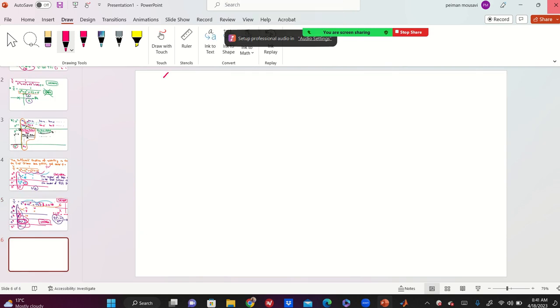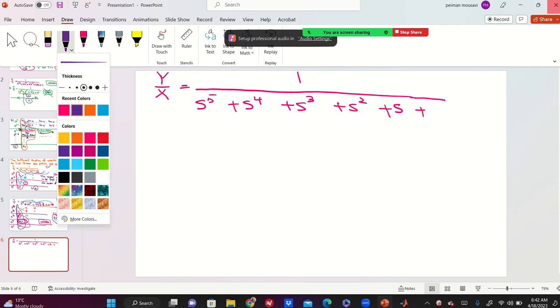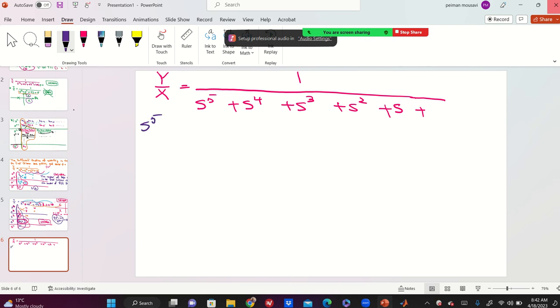Now another exception. Y over x is 1 over S5, S4, S cube, S square, S and the number, plus, plus, plus, plus. Now you have to make this table again. S5, S4, S cube, S square, S1, and the S0.